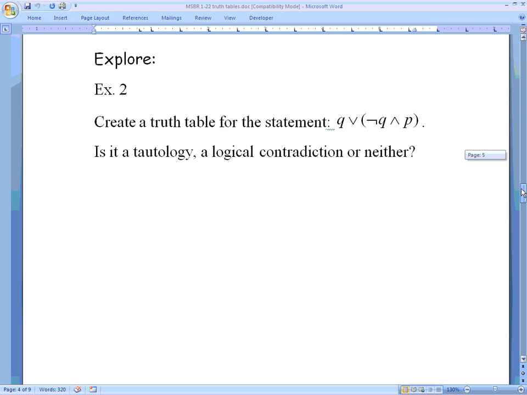All right, I promised one example, and then we'll do the rest in class, and I'll talk more about the why on the if-thens. I'll give some more concrete examples. But create a truth table for the statement Q or not Q and P. So first things first, look at how many different propositions, aka how many different letters we have. And we only have two. We have P and we have Q. Now we're doing different things with the P's and the Q's, but that's all we have.